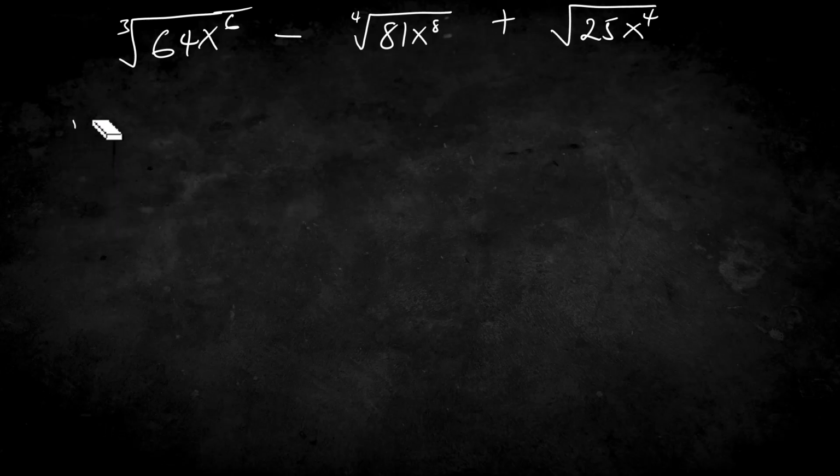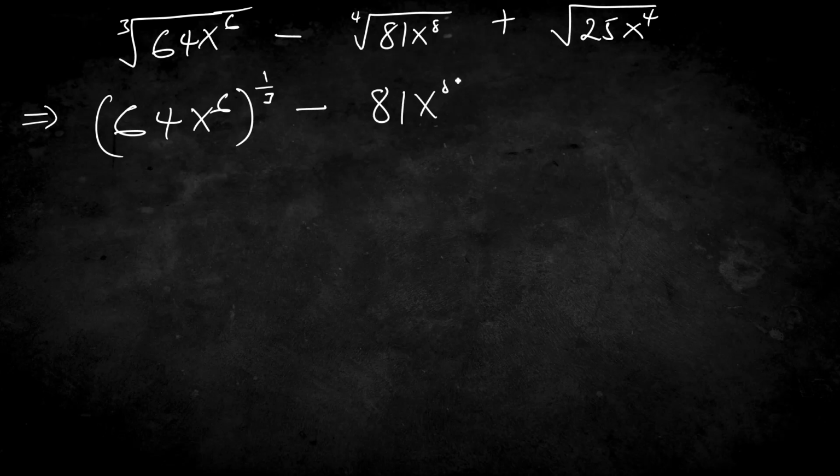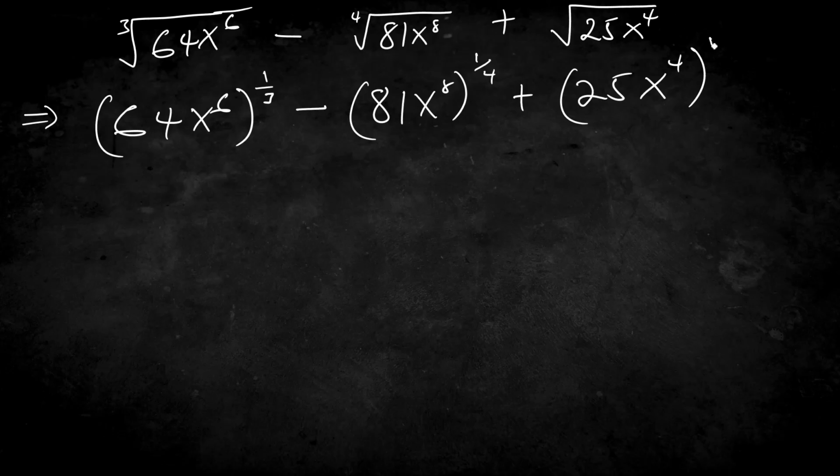Alright, so we have this one: (64x^6) raised to 1/3, minus (81x^8) raised to 1/4, plus (25x^4) raised to 1/2. As simple as that.